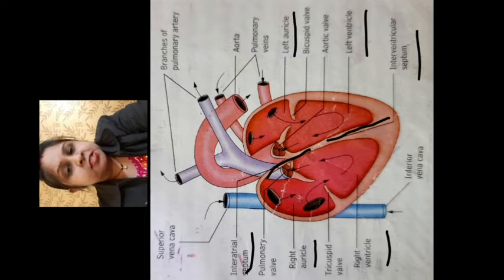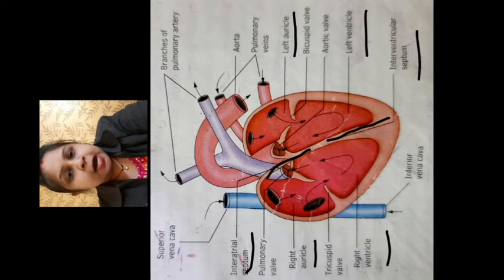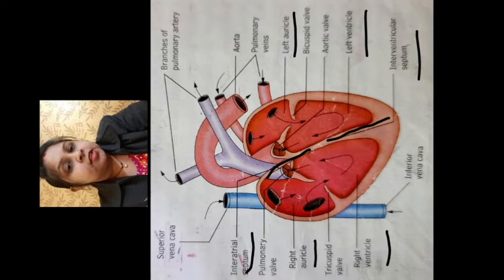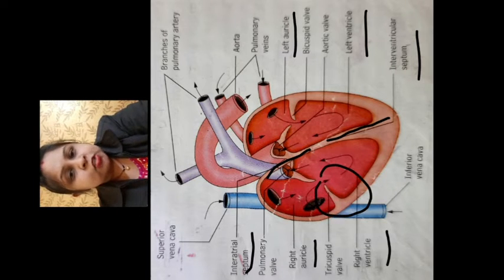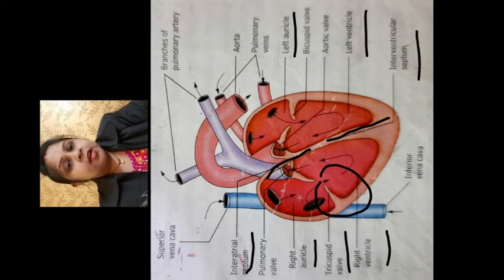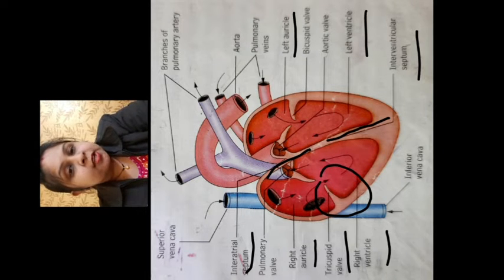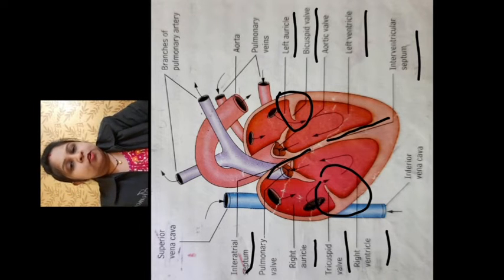And you all can see that the right auricle and the right ventricle are separated by a valve that is called the tricuspid valve, and the left auricle and the left ventricle are also separated by a valve that is called the bicuspid valve. Okay.